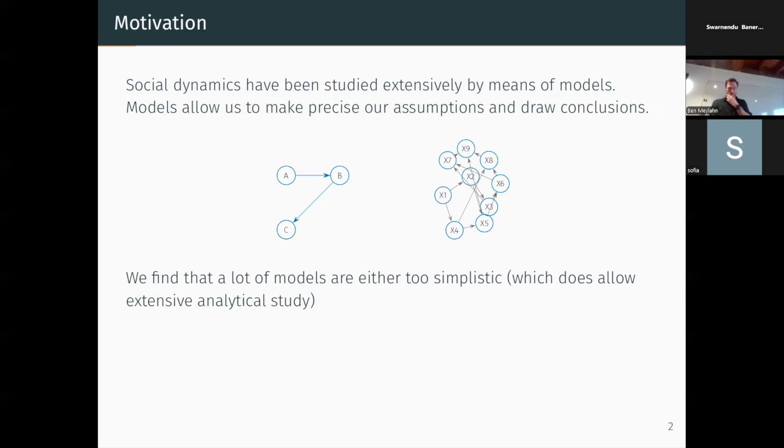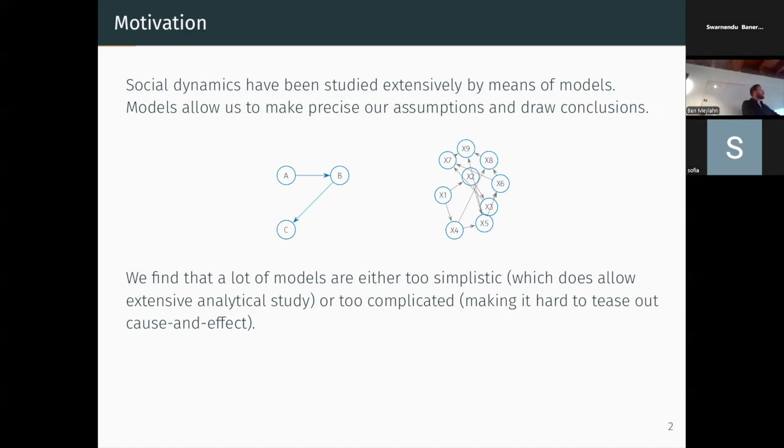Of course, some people might say a lot of models are too simplistic, which does allow for extensive analytical study, which a lot of us are big fans of. But models can also be too complicated. We can have a very simple model where I see this behavior and I copy it. And then we can also go to the other extreme and have agent-based and economic models that take everything into account. And then it's difficult to say what really caused the behavior that we're seeing.